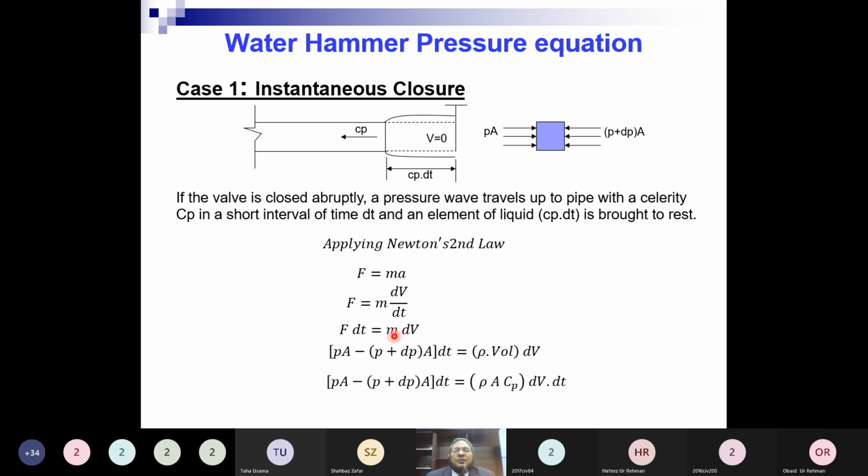Here M is the mass of the liquid. How do we compute the mass of the liquid? Density of the fluid into the volume, and into the dv, same as it is. Now the right hand side of the equation would become, how much is the volume of water here? That is the cross-sectional area of the pipe into Cp. What is Cp? Velocity. So area into velocity is discharge, volume. So into this rho is the mass rate of flow into dv into dt. Actually, you also have to take dt, because Cp into dt is the length into area. Cp dt into area, so this is the volume. Is it all right?